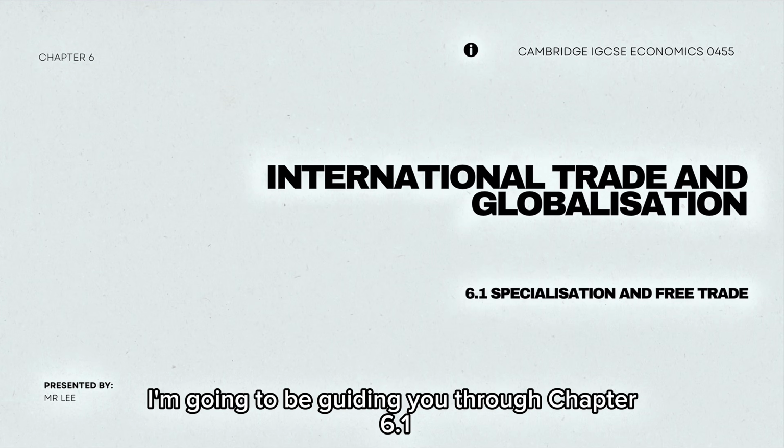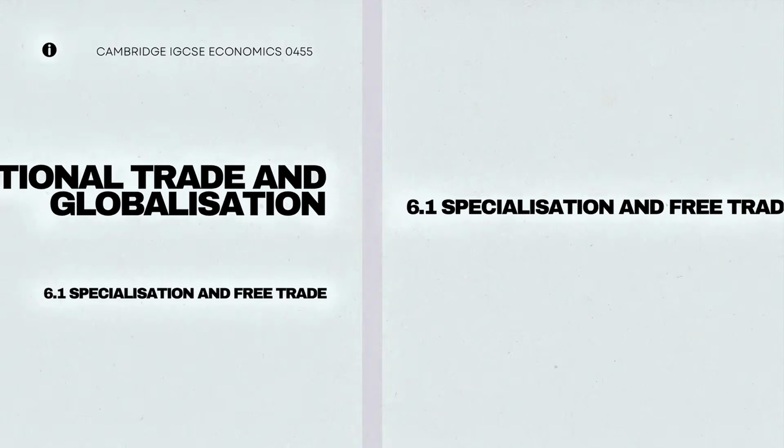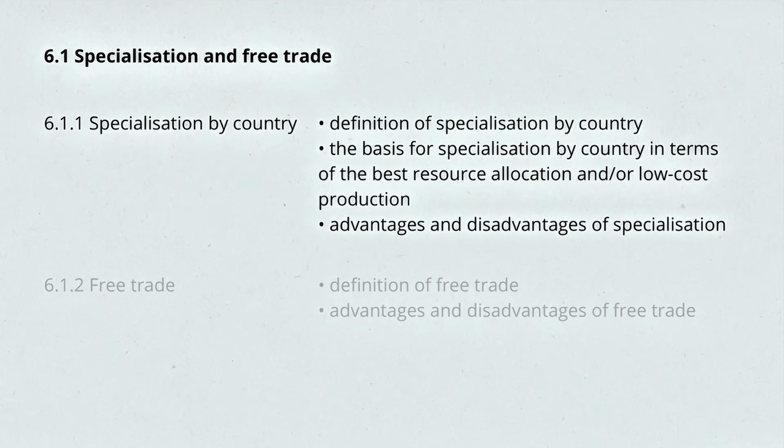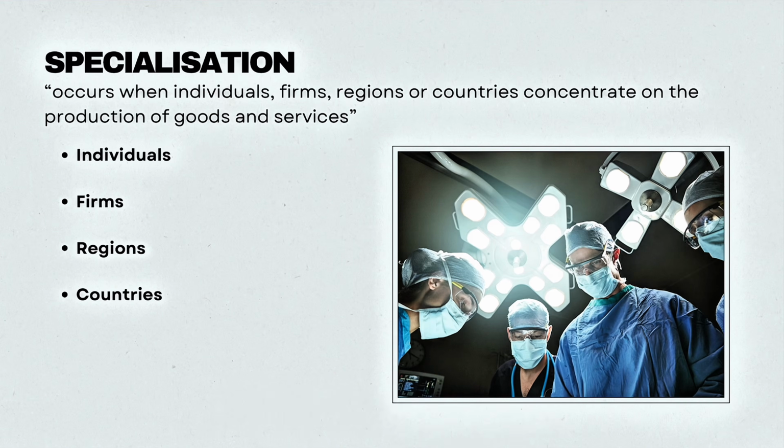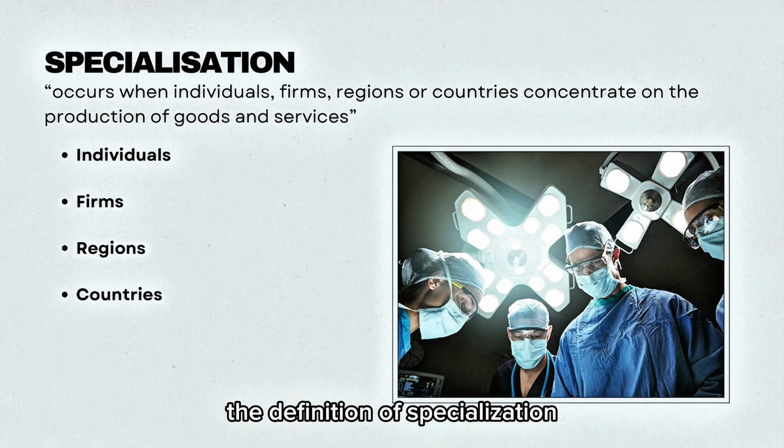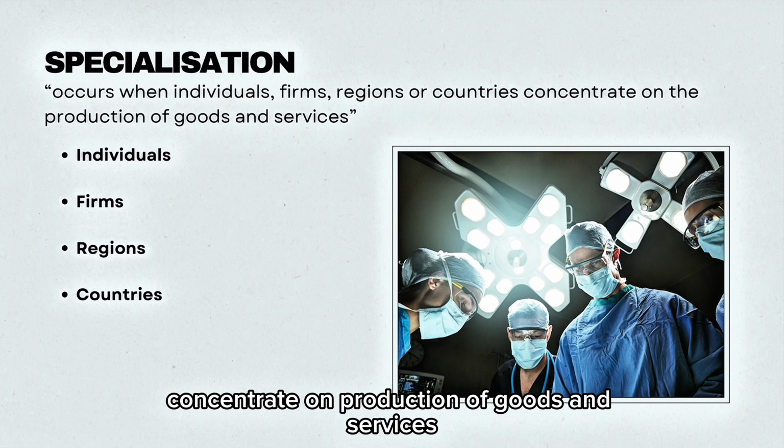In this video, I'm going to be guiding you through Chapter 6.1, Specialisation and Free Trade. The definition of specialisation: this occurs when individuals, firms, regions, or countries concentrate on production of goods and services.